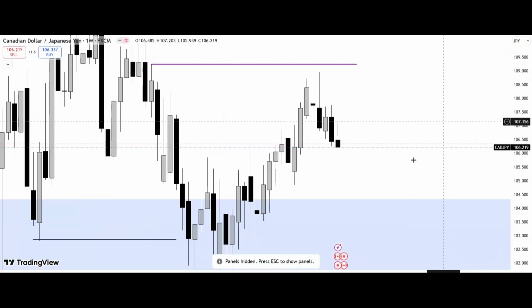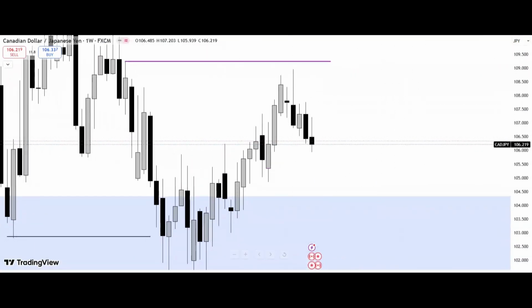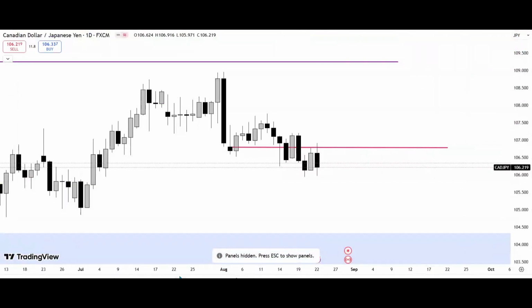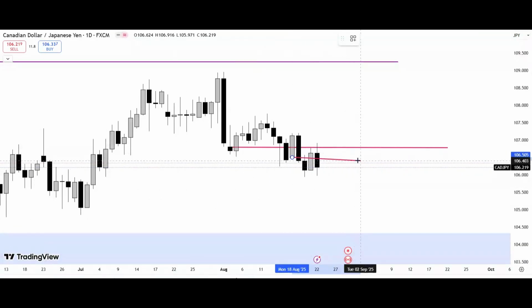So CADJPY, if we look at the weekly time frame, so far we have this bearish order block. As you can see, price tagged this bearish order block. So that's all I see on the weekly. If you move to the daily time frame, we had this low, we got a retracement, and then we made a lower low, and so far we have this retracement here, and we have this order block here.